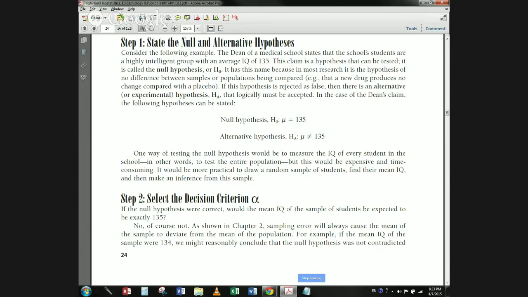One way of testing the null hypothesis would be to measure the IQ of every student in the school. In other words, to test the entire population, but this would be expensive and time-consuming. It would be more practical to draw a random sample of students, find their mean IQ, and then make an inference from this sample.